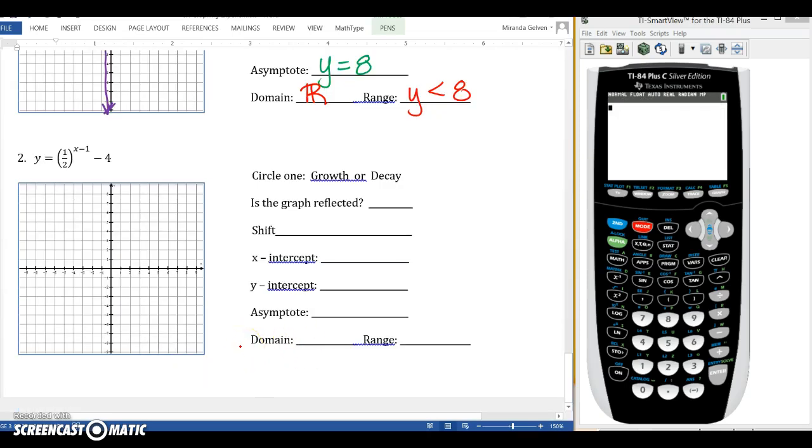Okay, so things that you should have gone ahead and done. Non-calculator, we start by, is this growth or decay? It is decay because the base is less than 1. Is the graph reflected? The answer is no. There is no negative out front. The shifts are right 1 and down 4. That down 4 means that my asymptote is at y equals -4. So I'm going to go ahead and put that on there.